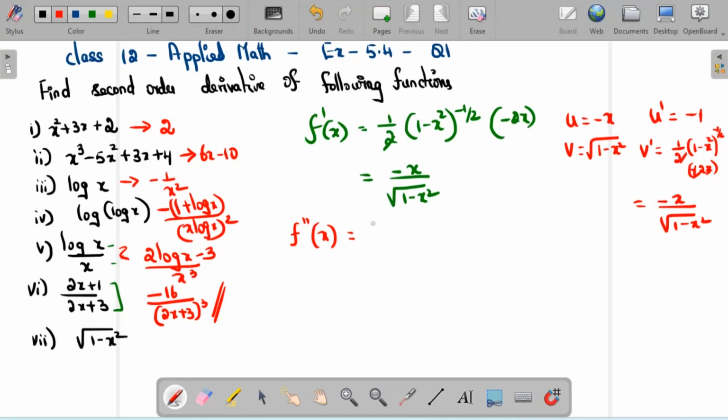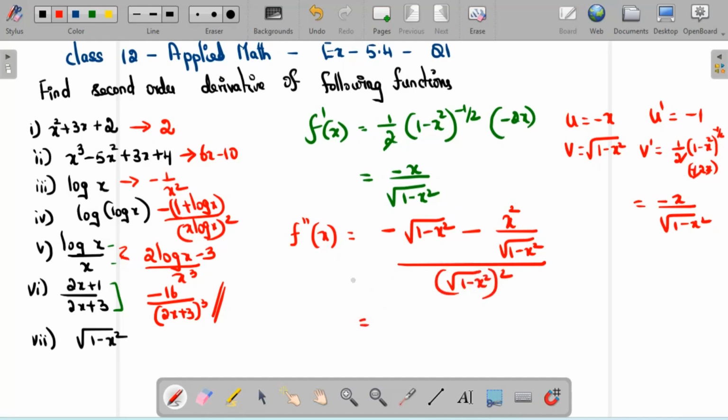Now let's substitute. So the formula is v u dash, so minus the root of 1 minus x squared, minus u v dash. So minus into minus is plus. We already have a negative here, so it is negative. X into x is x squared divided by root of 1 minus x squared. The whole thing divided by v squared, which is nothing but root of 1 minus x squared the whole squared.